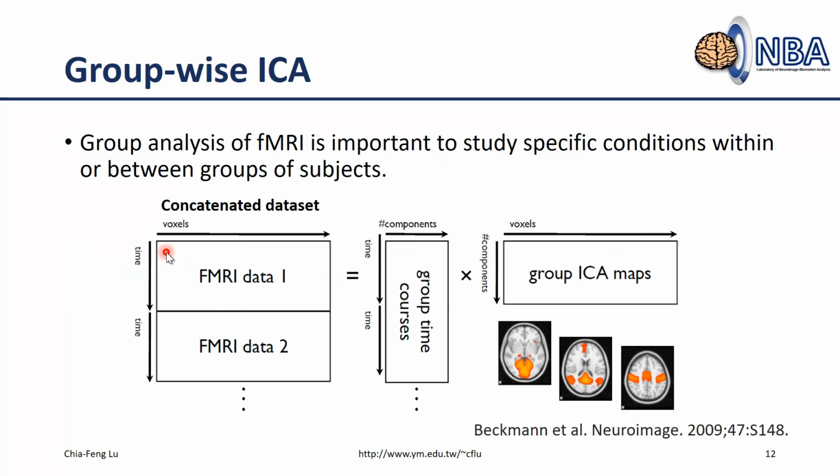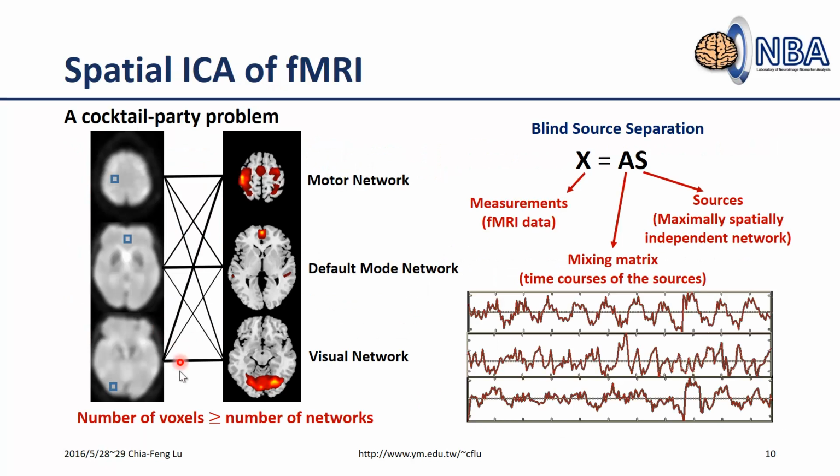And as you can imagine, most of the time we will collect multiple subjects for one study. So there is a term called group-wise ICA. You can easily apply ICA for a single subject, just what we displayed here. For one single fMRI data set, you can perform ICA and try to identify the potential independent networks.